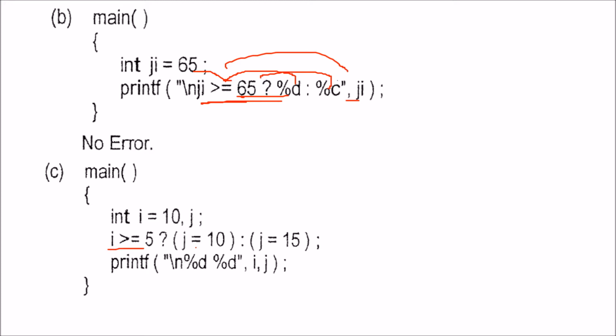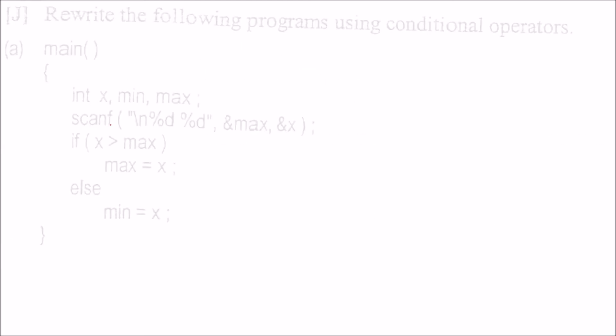I is 10 and j. If I is greater than or equal to 5, j will be assigned 10, or j will be assigned 15. So see, I is greater than or equal to 5, 10 is greater than or equal to 5, it is true, so j will be assigned 10. So j will be 10 and j will be printed as 10, I will be printed as 10. So 10 and 10 will be printed, there is no error as such.